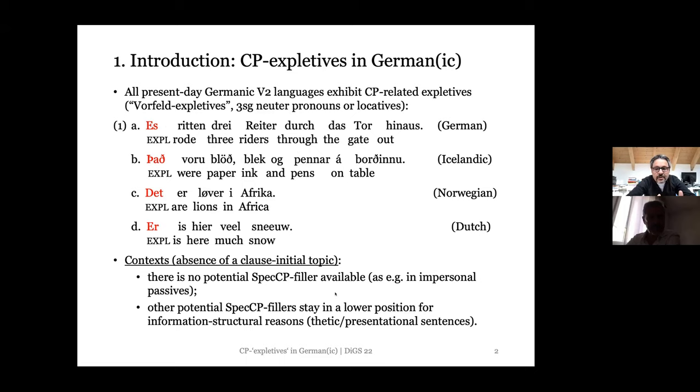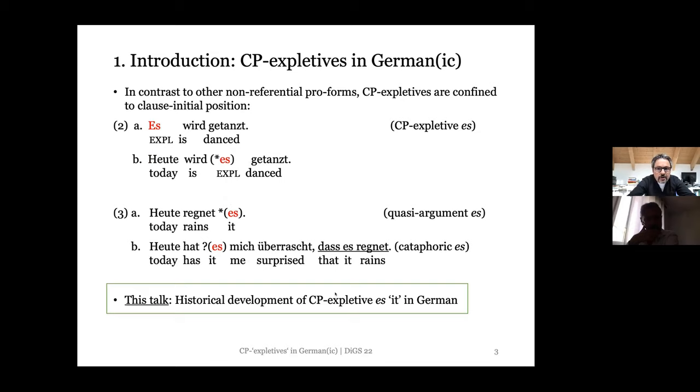They all seem to have in common that they lack a potential prefinite topic, either because of a special information structure or simply because there is no spec CP filler available in the clause. And again, as is well known, pure CP expletives are confined to clause initial positions. So if the clause initial, the prefinite position, is occupied by another element, they cannot show up in a postfinite position. This is shown in 2b.